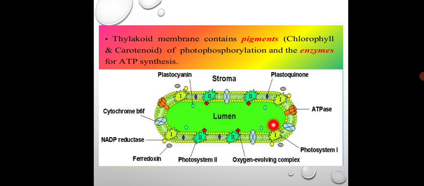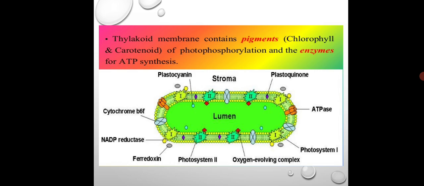we know about photosystem 1 and photosystem 2. Already we have discussed that they are the reaction centers present at the thylakoid membrane. But ferredoxin, NADP reductase, cytochrome b6f, plastocyanin, plastoquinone, ATPase, oxygen evolving complex, these are all involved in the electron transport. All the names which I have told, these are all involved in the electron flow of photosynthesis.